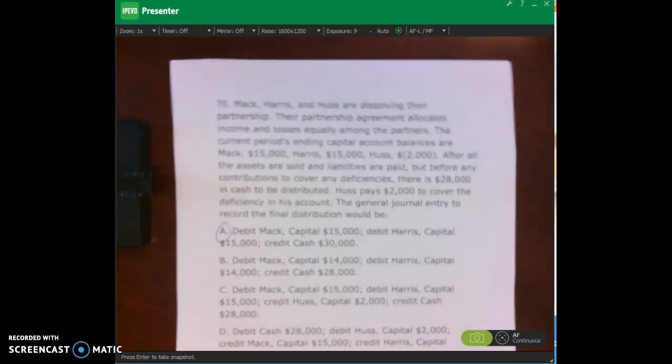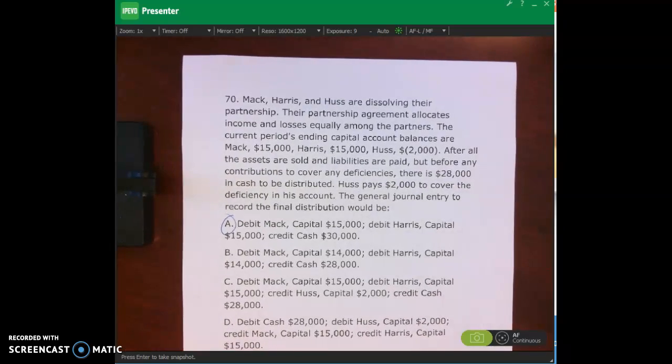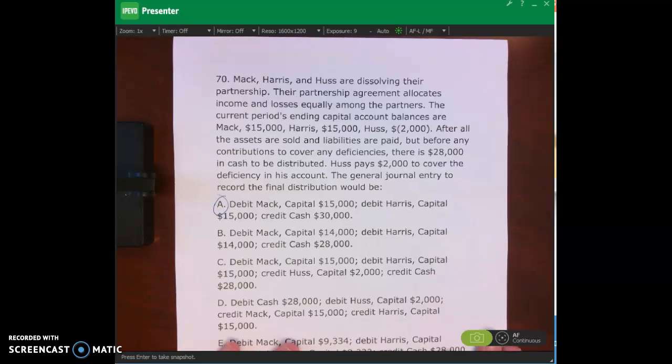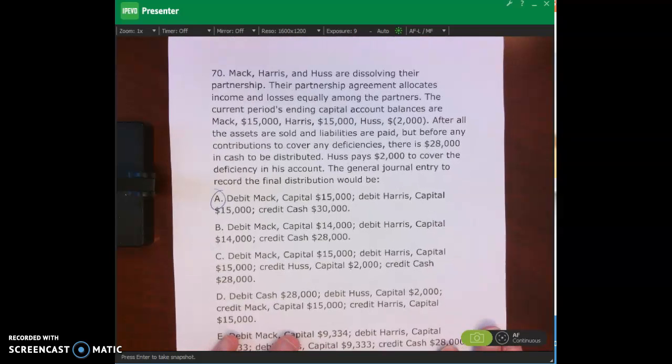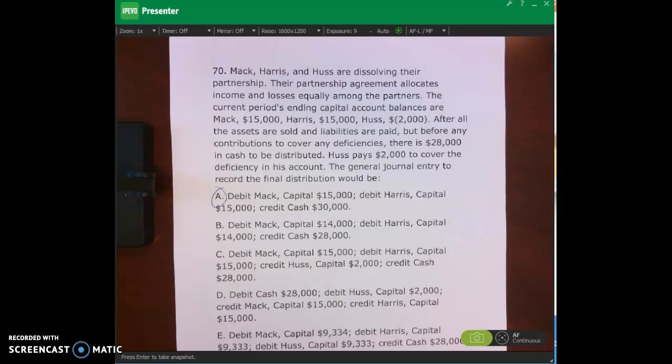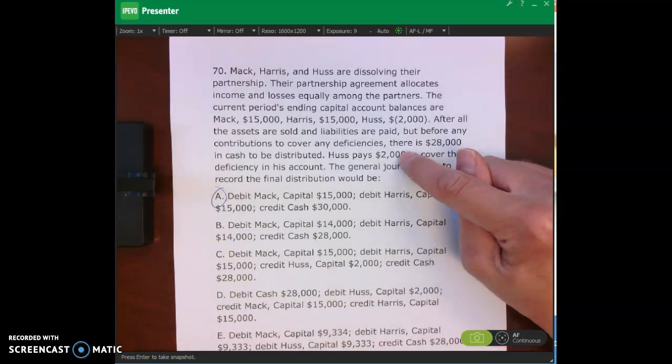Okay, let's look at number 70. Mac, Harris, and Huss are dissolving their partnership. The partnership agreement allocates income and losses equally among the partners. The current partners' ending capital accounts are $15,000 for Mac, $15,000 for Harris, and Huss a debit balance of $2,000. That's what the parentheses means, debit balance. After all the assets are sold and liabilities are paid, but before any contributions to cover any deficiencies, there's $28,000 cash to be distributed. Huss can pay the deficiency.